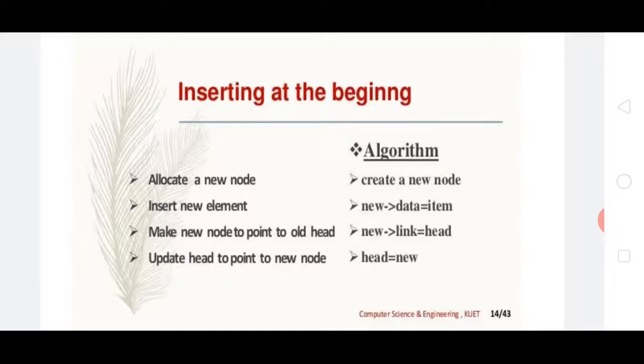The next statement is new is a pointer pointed to link field is equal to head, meaning the address of head is assigned to new is pointed to link. Afterwards, the address of new pointer is assigned to pointer variable head.